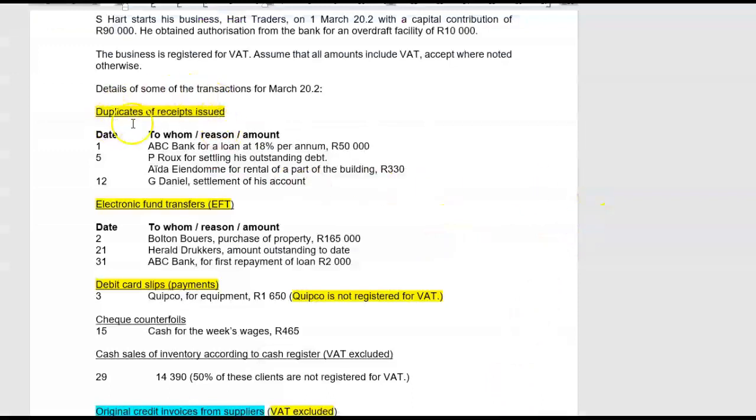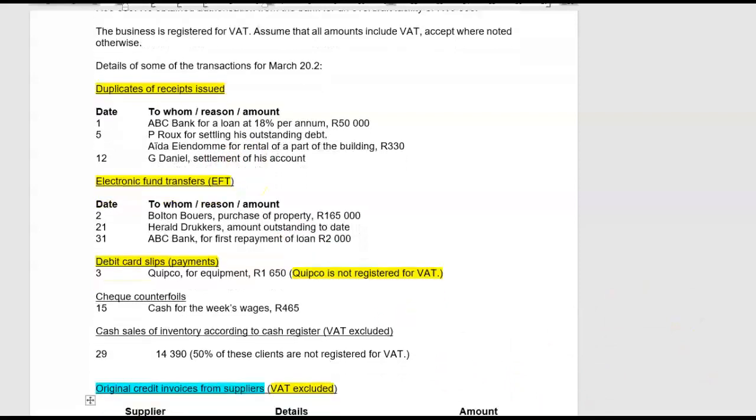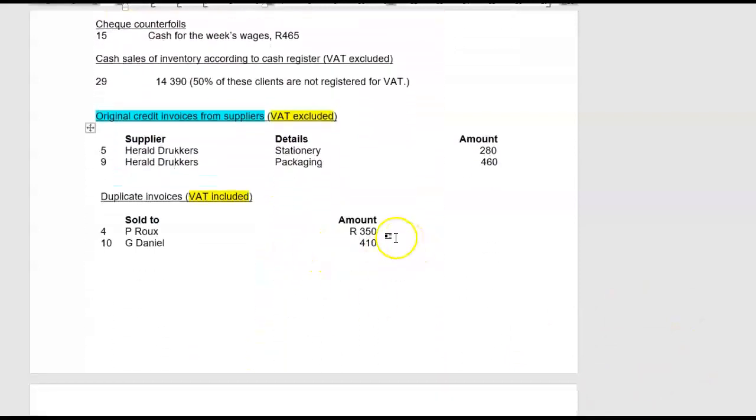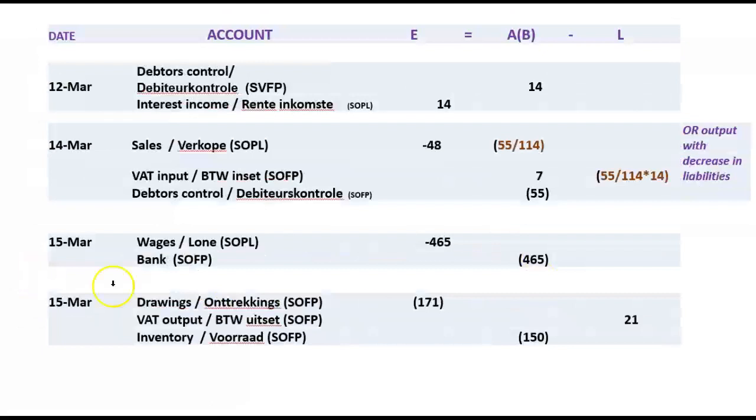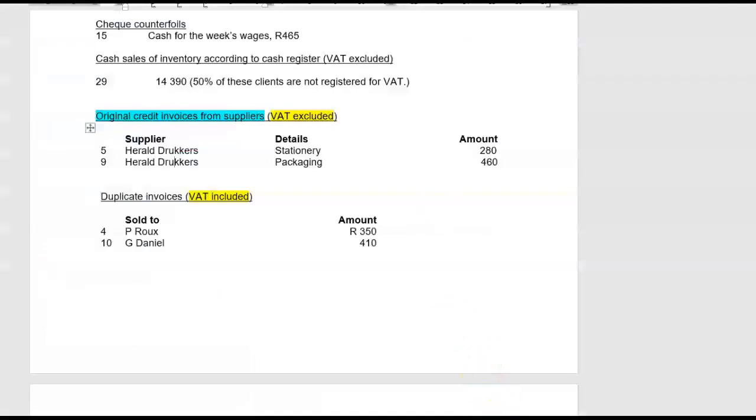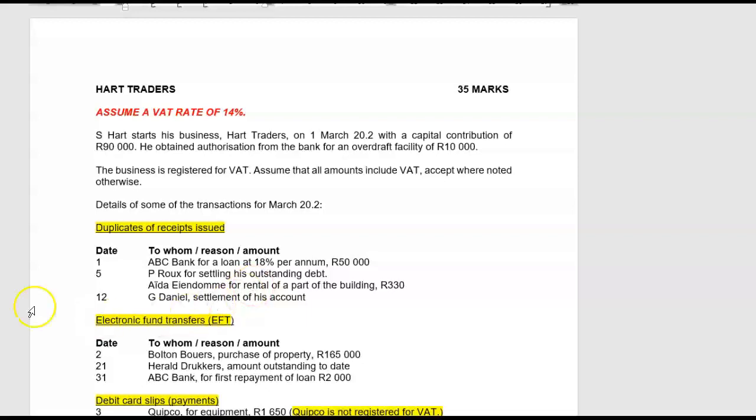Good. Our next transaction, we also issued on the 12th of March a duplicate receipt for G. Daniel. He settles his account. Remember that we've sold to G. Daniel at some stage an amount here of 410 Rand. So again, it's only going to be an exchange of one asset for another one. Bank, statement of financial position, that's the asset that's going to increase. And debtors control, statement of financial position, that is the asset that's going to decrease with the payment that he is going to make. The next transaction is on the 12th.